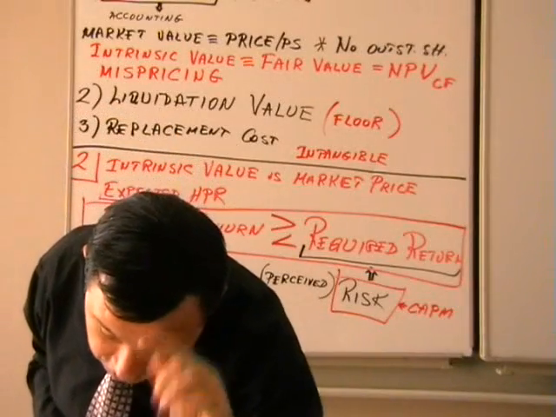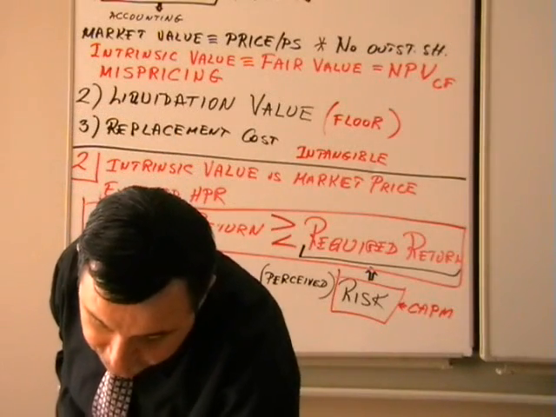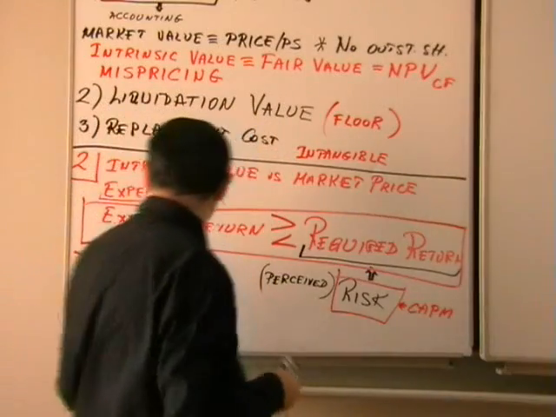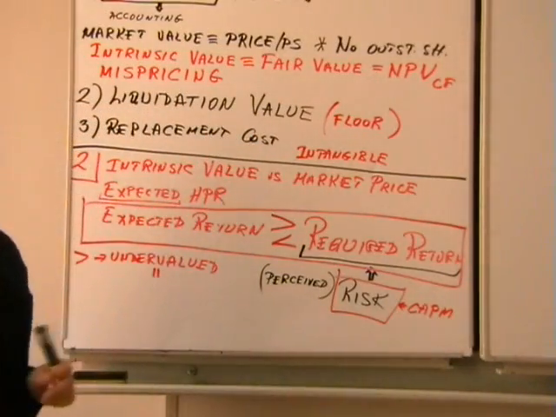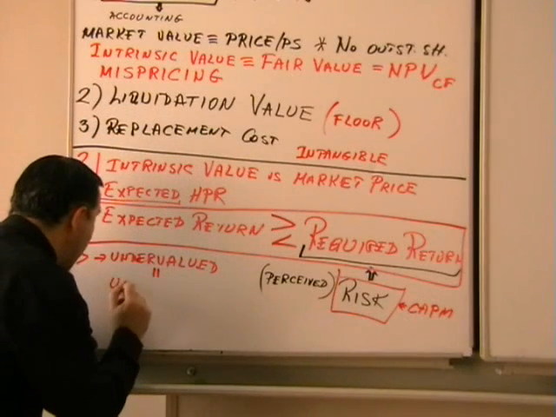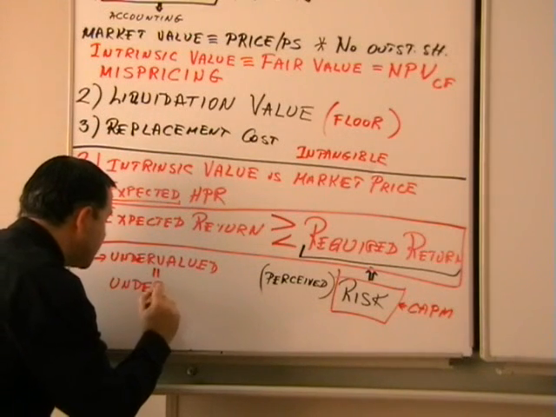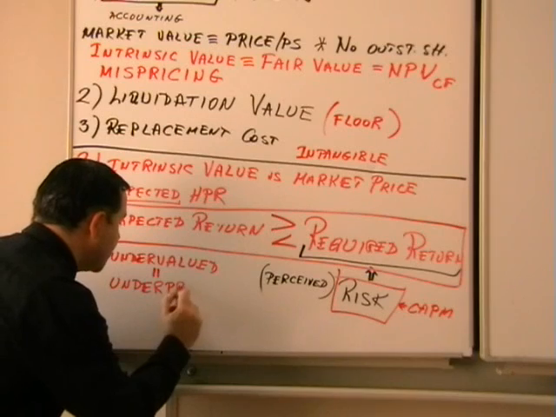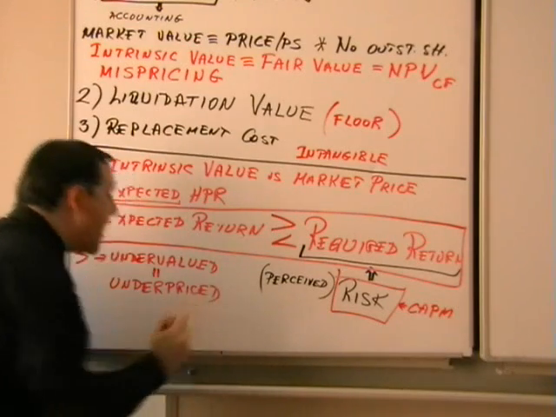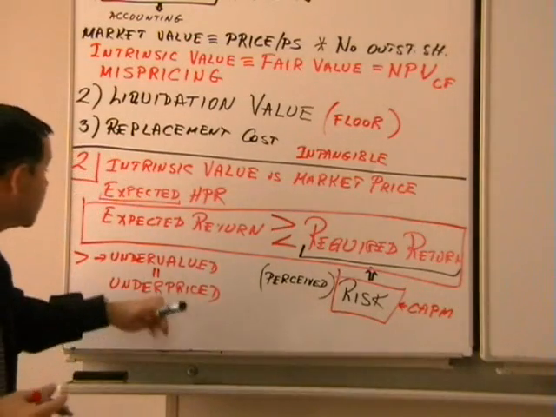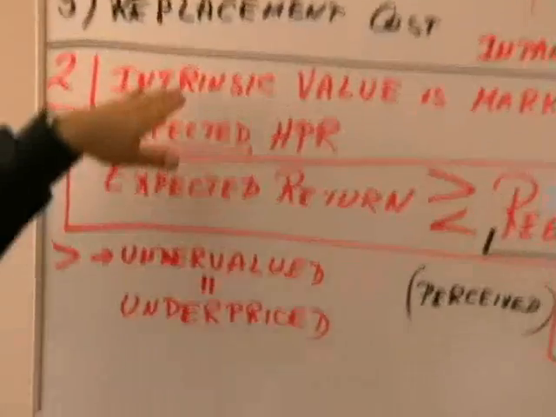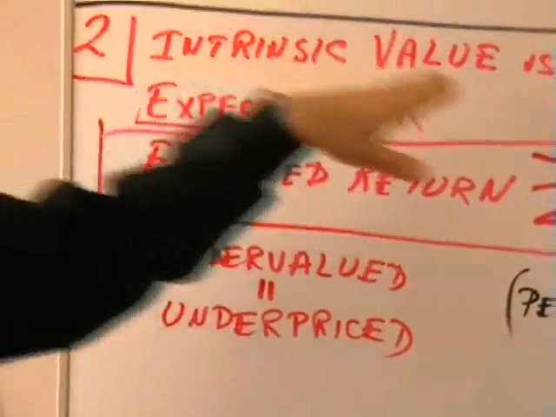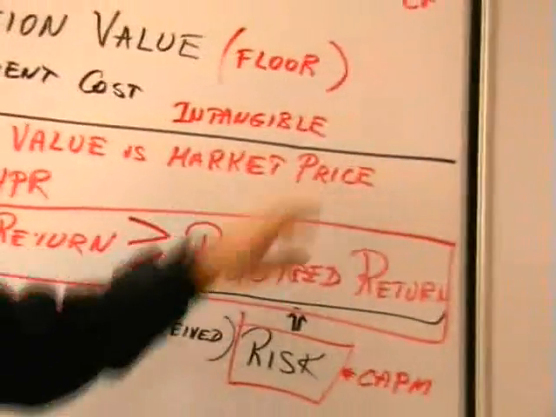So, required return, intrinsic value, undervalued. All right, so when we say undervalued, sometimes they use the word underpriced. And by underpriced, we mean the same as undervalued. We mean that the intrinsic value is above the market price.